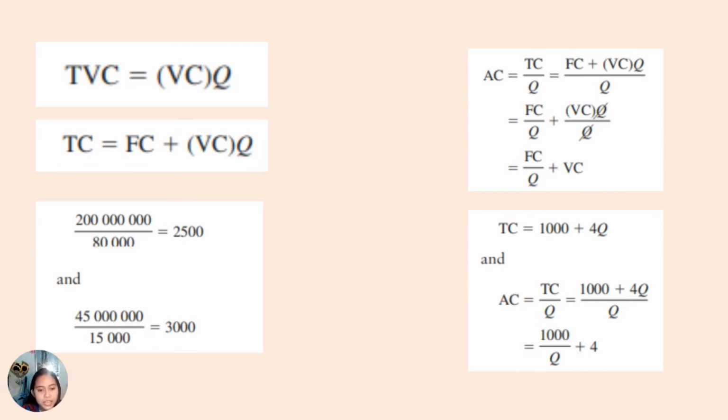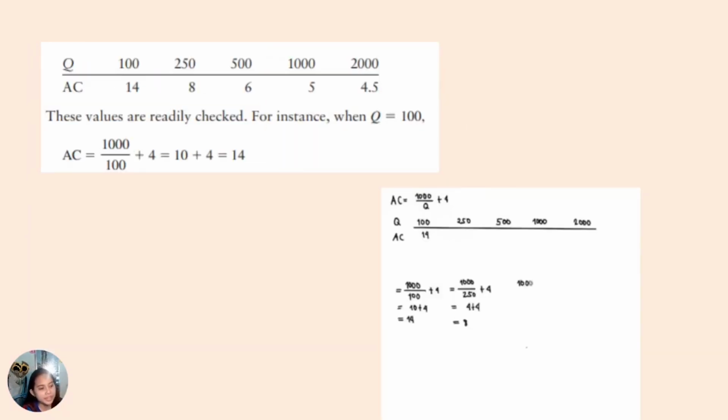If the fixed cost equals 1,000 and the variable cost per unit equals 4, then the expression for the total cost function is 1,000 plus 4Q, and our AC here is TC over Q, total cost over quantity. So we have 1,000 plus 4Q over Q, which gives 1,000 over Q plus 4. So this is how we get it, as you can see in the video. So the AC here, as you can see, we already did how we input those variables.